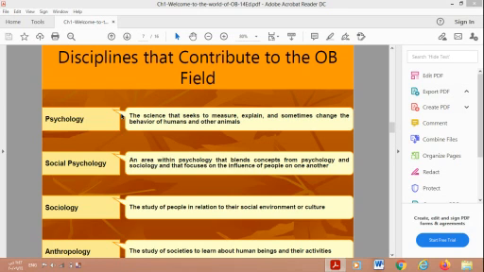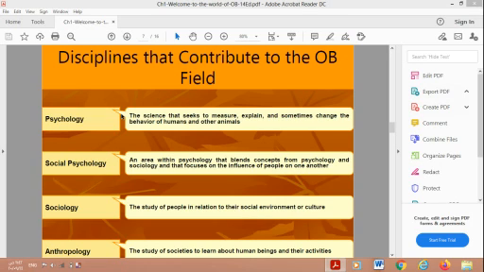Okay, the third science which has contributed to organizational behavior is sociology.